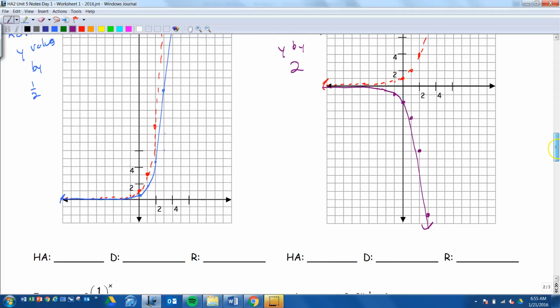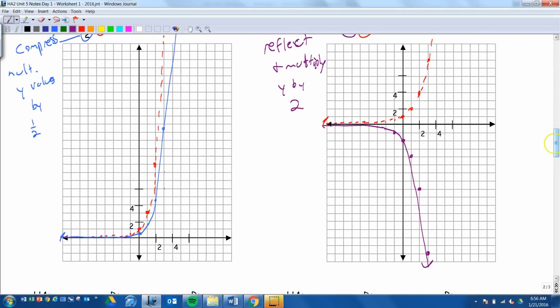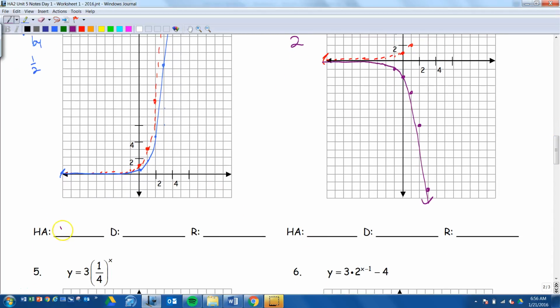We have to also talk about the domain and range for all these and the horizontal asymptote. Notice how the horizontal asymptote is always at y equals 0 unless there's a vertical shift. Here there was no vertical shift, so again it's still y equals 0. For this one, the domain are always all real numbers. Same with this.